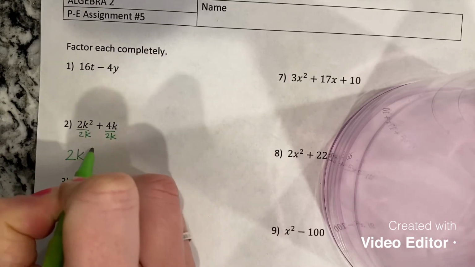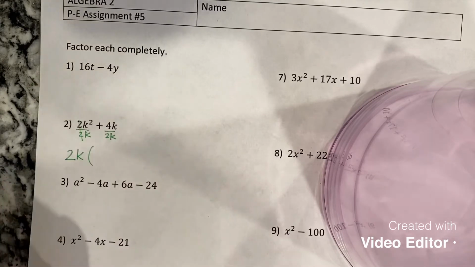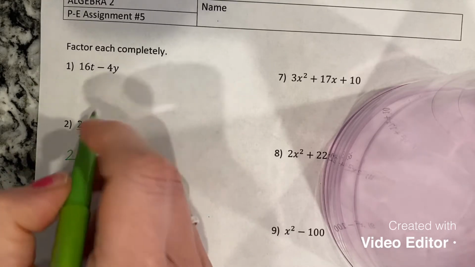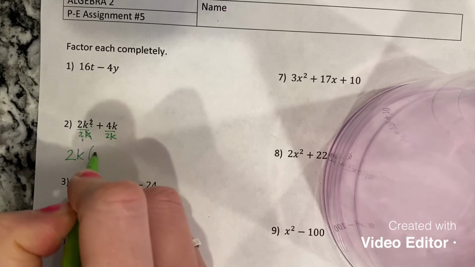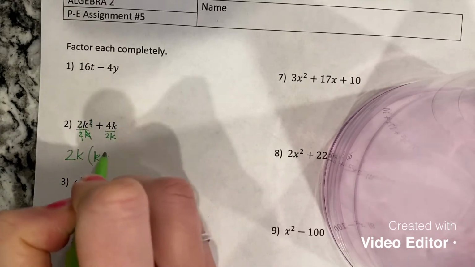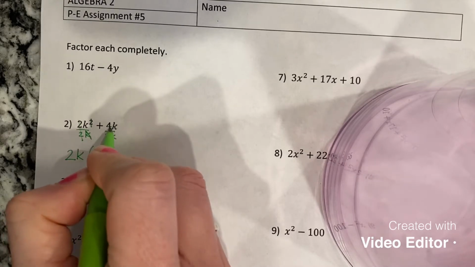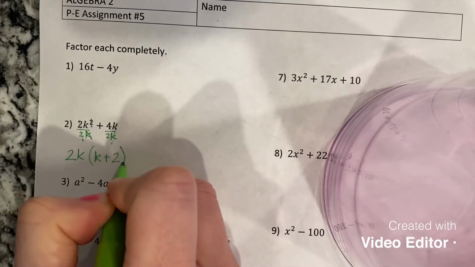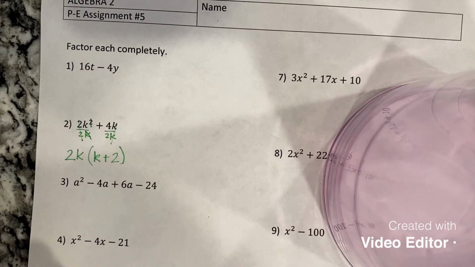You take that out. So 2 divided by 2, that's gone. I have 2 K's. I take away 1. That guy goes away. So I have a K left. Over here, 4 divided by 2 is 2. K divided by K is nothing. So that would be the most that you could do to factor that one.